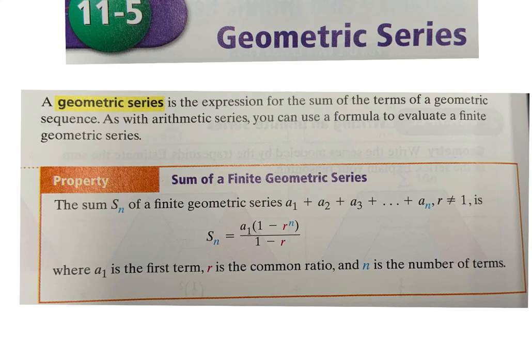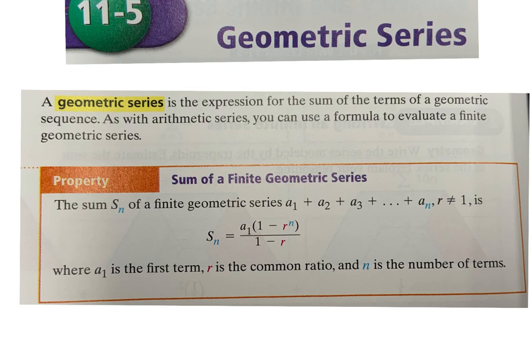All right. A geometric series is the expression for the sum of the terms of a geometric sequence. So what you did for bell work was a geometric sequence. You found the explicit formula for the sequence, and then you found the first three terms in the sequence. And so now a series just adds those up.